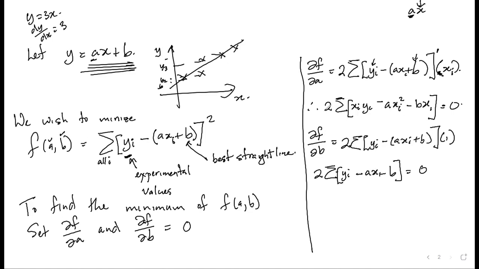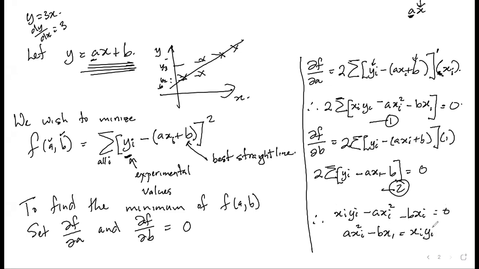The 2 multiplied by anything equals 0, the 2 can't be 0, so therefore it must be what is inside the bracket that must be equal to 0. So I'm going to call this equation 1, and this equation 2. So therefore, xi yi minus a xi squared minus b xi equals 0. If I carry these over to the other side, I can write a sum xi squared plus b sum xi is equal to sum xi yi.